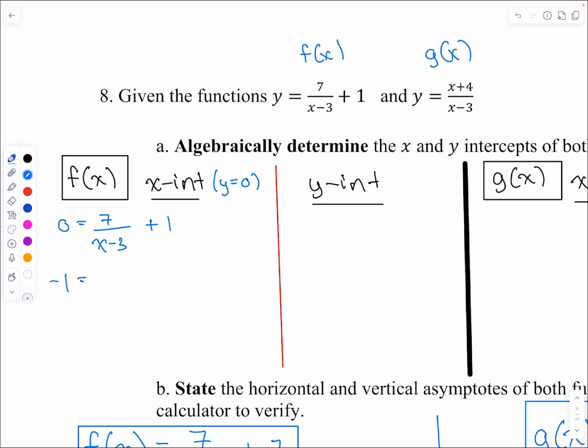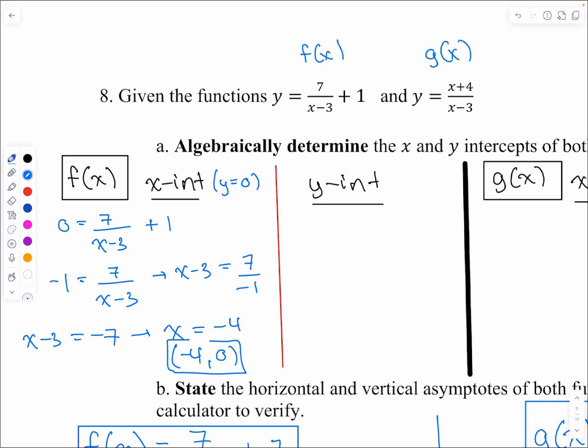We'll subtract the 1 from both sides here. We can actually rewrite this. We can say that x minus 3 is equal to 7 over negative 1. And then we can say x minus 3 is equal to negative 7. Then I'm going to add 3 to both sides. And so I have an x-intercept of, what's that? Negative 7 plus 3 is negative 4. So we're going to have it at negative 4, comma 0. That's my x-intercept for this first function.